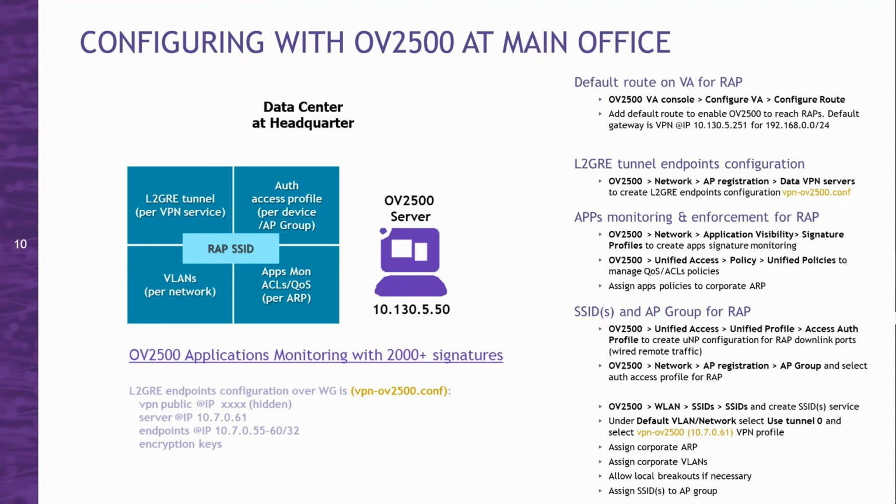Regarding the management of SSIDs and the AP group for RAP, an access profile is created to push the UNP configuration on the RAP downlink ports. This configuration will be assigned to the AP group for RAP. Finally, SSIDs for the RAP are created on OVE with L2GRE tunnel assignment, with assignment of RAP access policies, with assignment of VLANs, and definition of local breakouts if needed. SSIDs are finally assigned to the AP group.